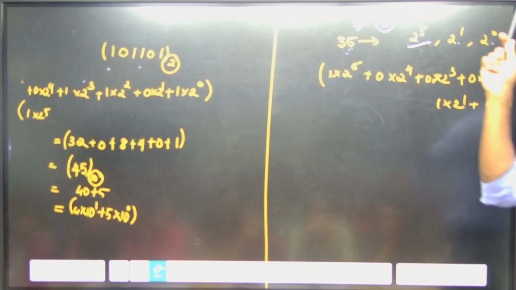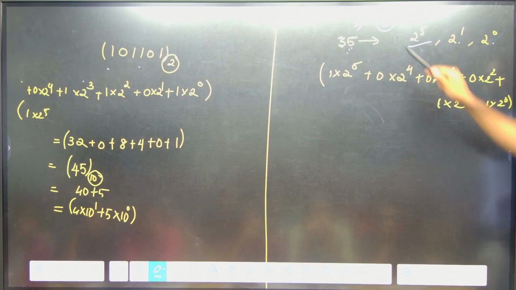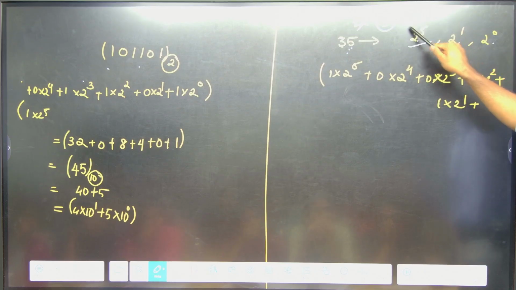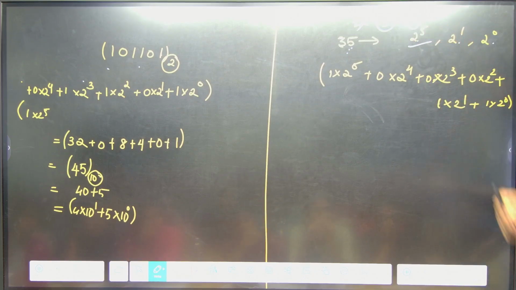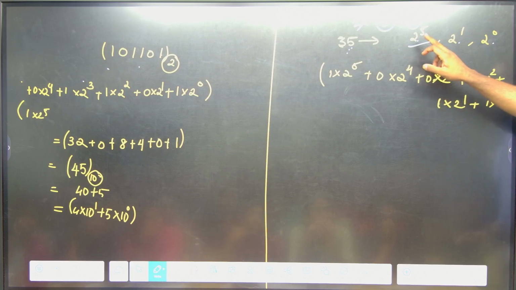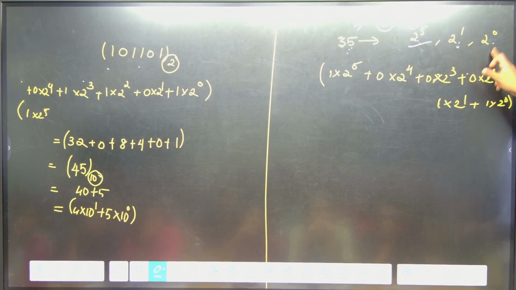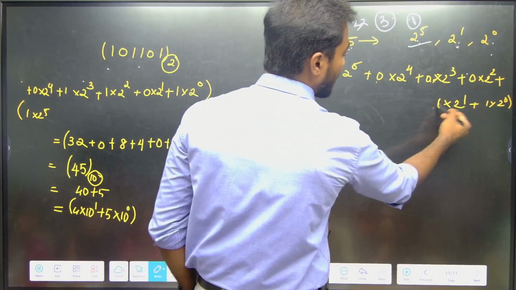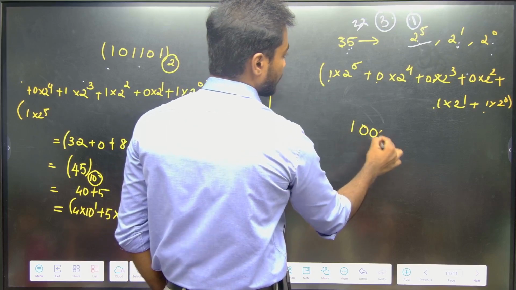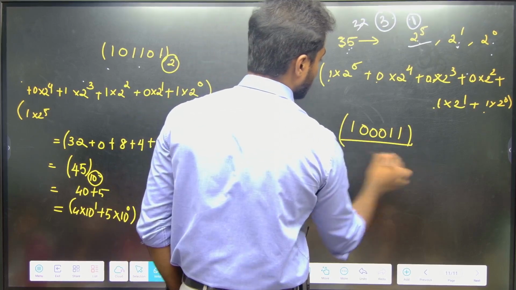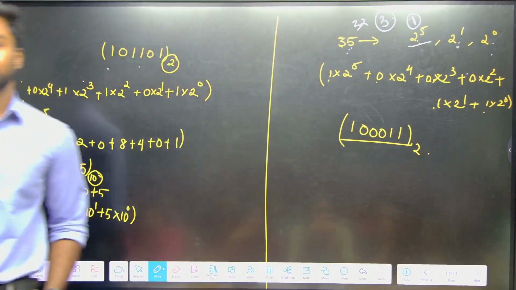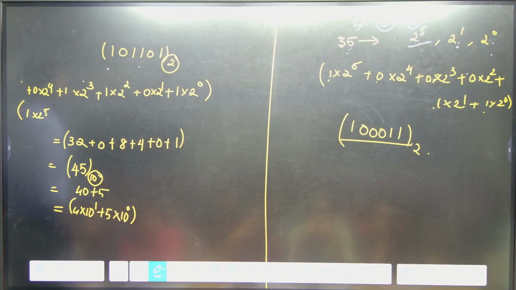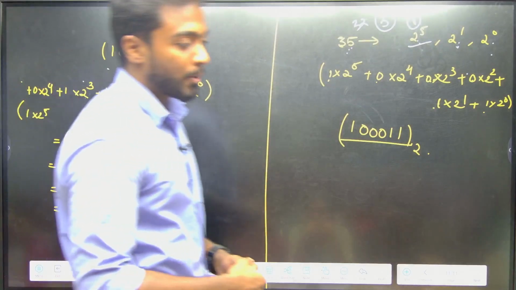So for 3, what is the nearest 2 power? 1. So 2 power 1, in the sense I will be having remaining 1, which is nothing but 2 power 0. So I can write 2 power 5, 2 power 1 and 2 power 0. Getting the points? So 1 0 0 0 1 1. This is my value in the binary system. Getting? Take the values. I'll give some more examples. Try to do by your own.